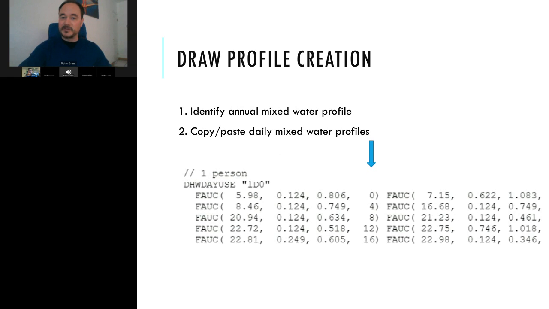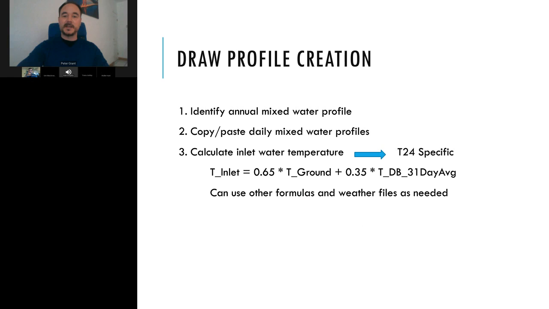And so here, this is that same example from the previous slide. We're just taking that and putting it into our annual draw profile as needed. I guess I could have improved the slide by making that 1H8 because that was the first day in the annual draw profile, but I'm sure you get the concept. And so then third, you have to calculate the inlet water temperature for this building.